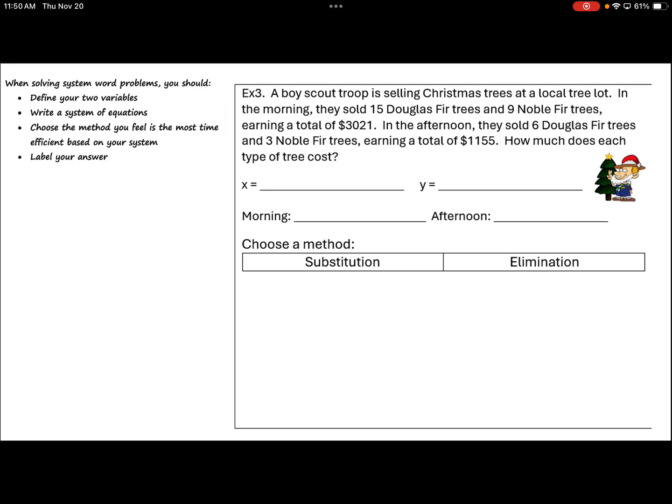Okay, let's do our final example. So a Boy Scout troop is selling Christmas trees at a local tree lot. In the morning, they sold 15 Douglas fir trees and 9 noble fir trees, earning a total of $3,021. In the afternoon, they sold 6 Douglas fir trees and 3 noble fir trees, earning a total of $1,155. How much does each type of tree cost?